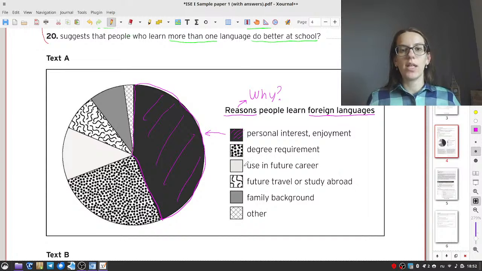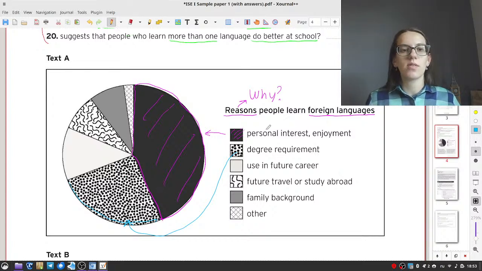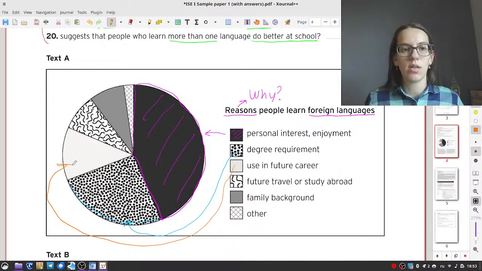And then you can find similar connections. For example, if it's degree requirement, we can see it's here. This whole part here, maybe around a quarter of this circle. It's the same pattern, so it refers to degree requirement. Use in future career, it refers to this one. This part of the circle here.